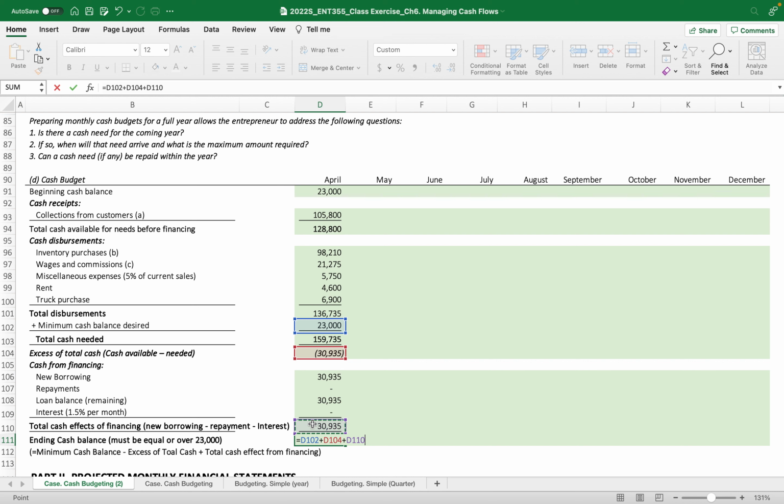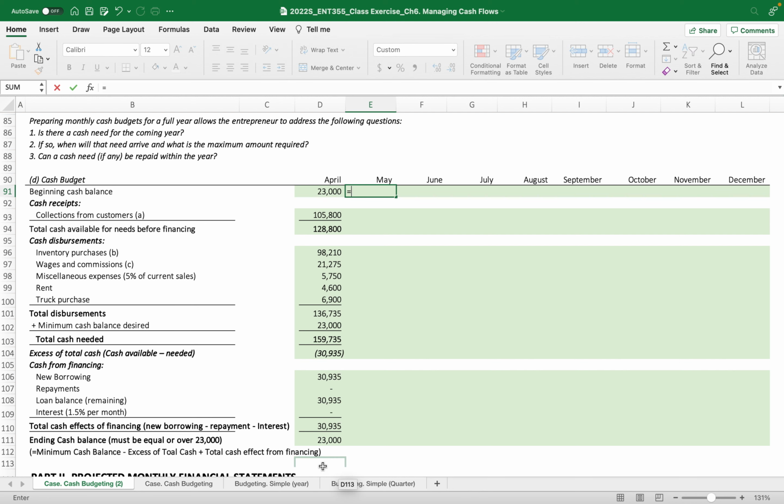There we go, right? So we got this amount, minus the excess, or the shortage of cash, which is positive, the plus, right? So we just sum all this up, right? Now let's move on to the next.